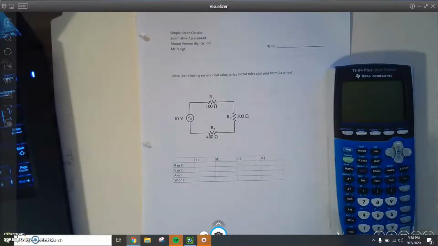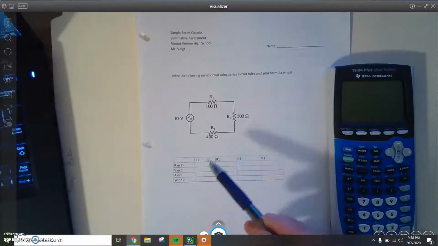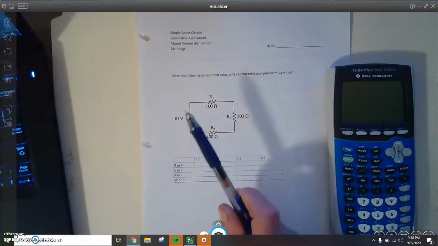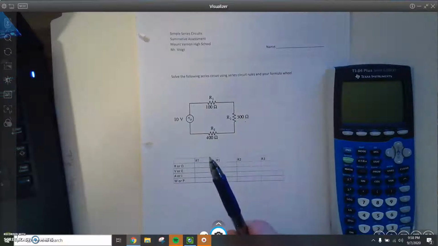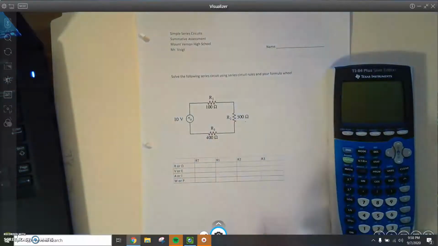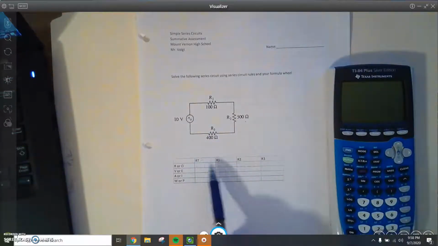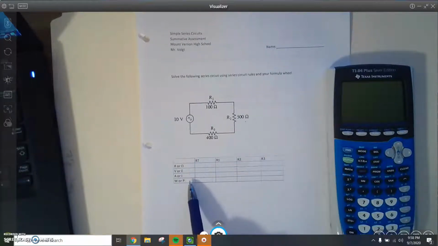Okay, electricity class. I am going over what you were supposed to do as practice for a series circuit. You were supposed to find the values for these characteristics of electricity. As you can see, we had a chart that already had these filled out, as I told you they would be a lot of the time. So, R or ohms, V or E, volts, amps or I, and W or P.